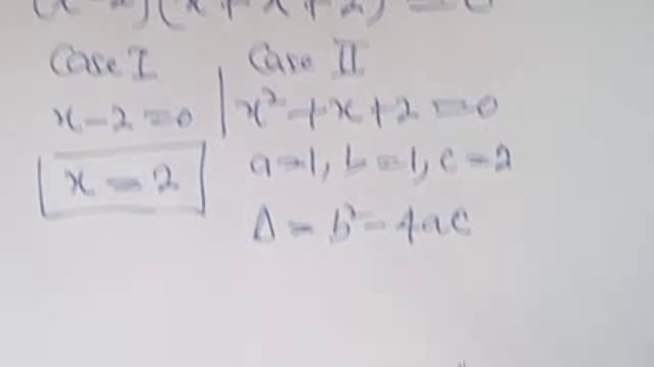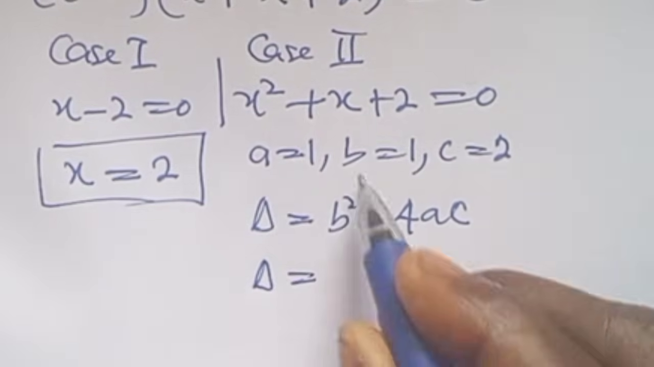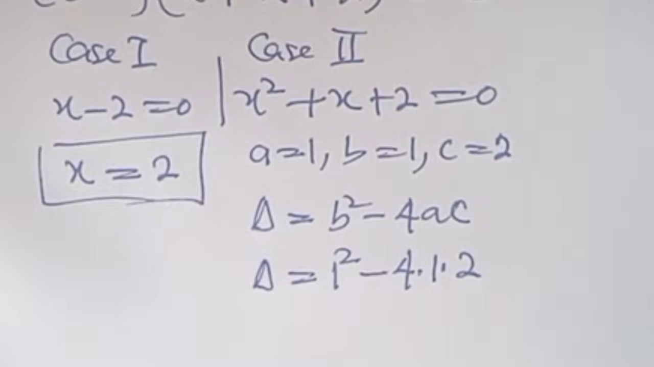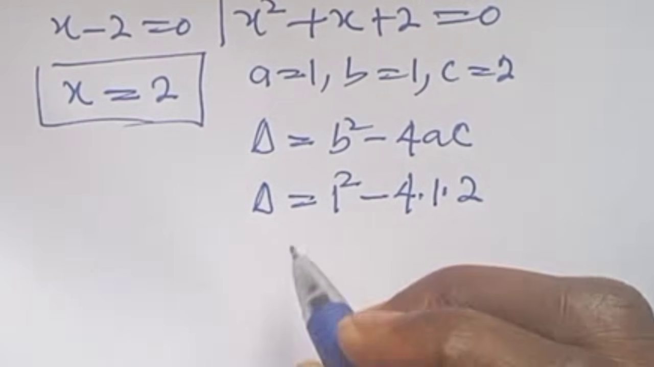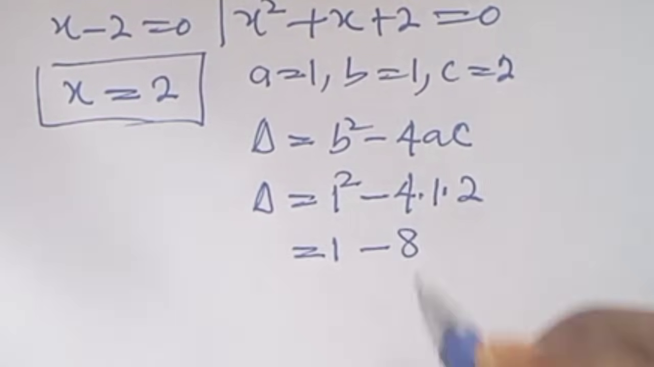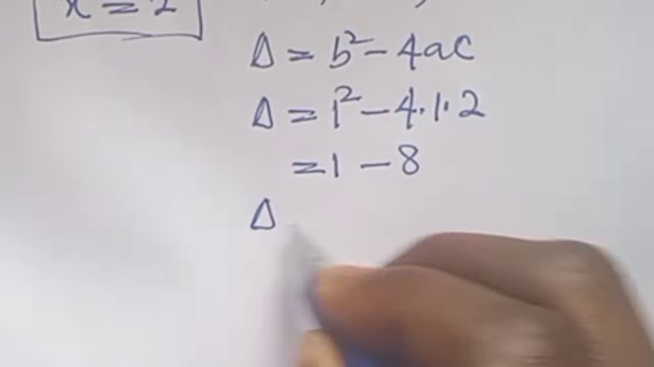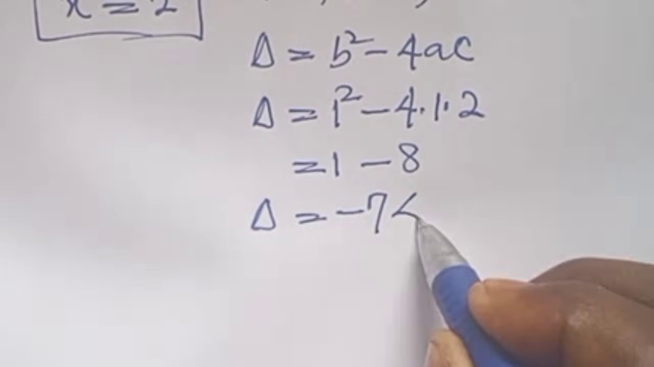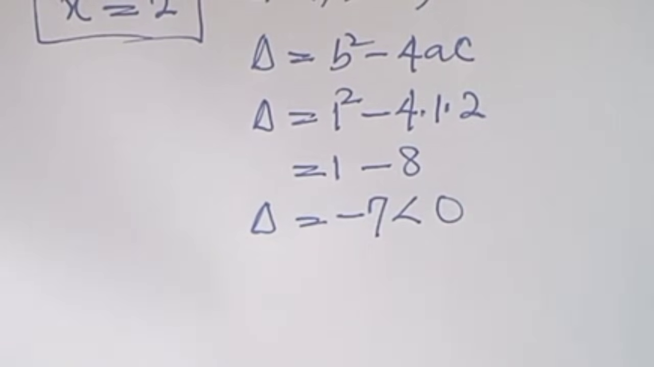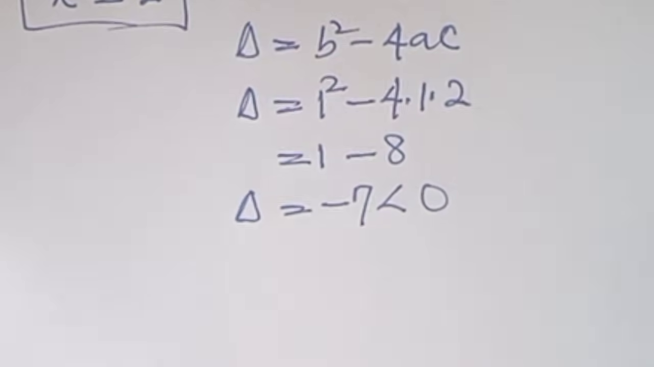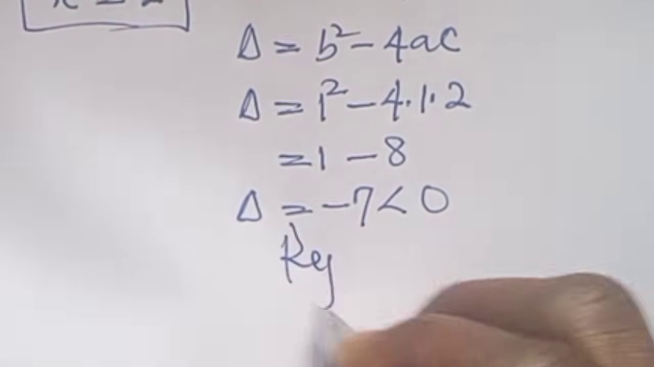So to put in our values, we have delta equals 1 to the power of 2 minus 4 times 1 times 2. And if we solve this very well, we're going to have 1 minus 4 times 1 times 2, that is 8. And delta equals minus 7. 1 minus 8 is minus 7, and this is less than 0. Which means this quadratic equation will give us no real numbers. That is, the result will be complex numbers, and this option is rejected.